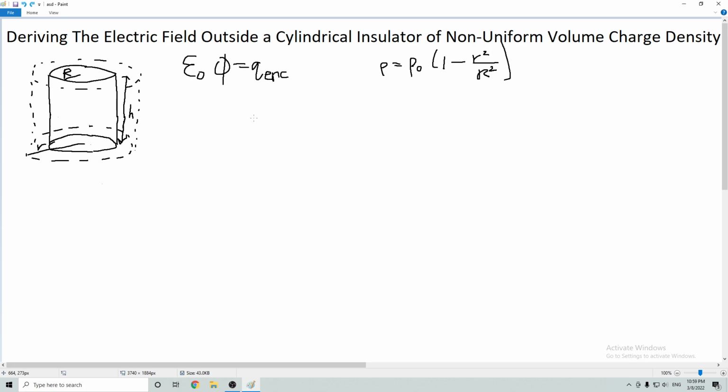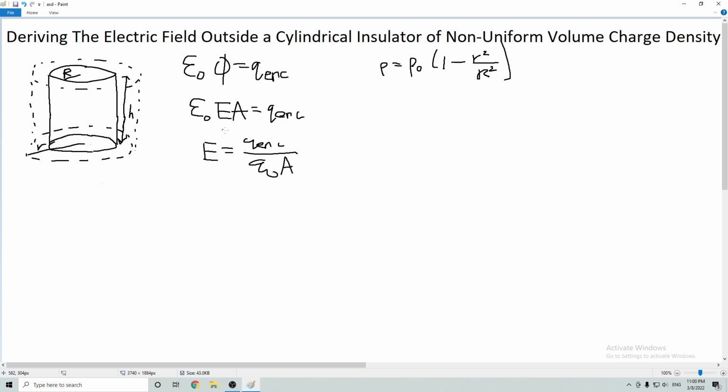Okay, so we have to solve this using Gauss's law, which states that epsilon naught times phi is equal to Q enclosed. So epsilon naught times electric flux is equal to Q enclosed. And we can expand this. So epsilon naught times electric field times the Gaussian surface area is equal to Q enclosed. And we're finding electric field, so we isolate that E. So electric field is equal to Q enclosed over epsilon naught times the Gaussian surface area.